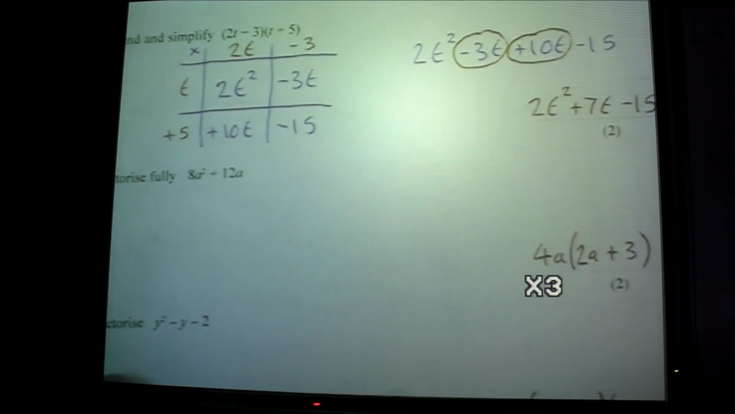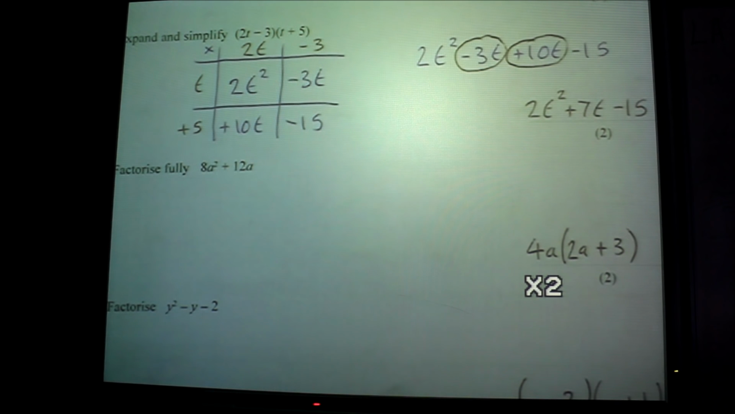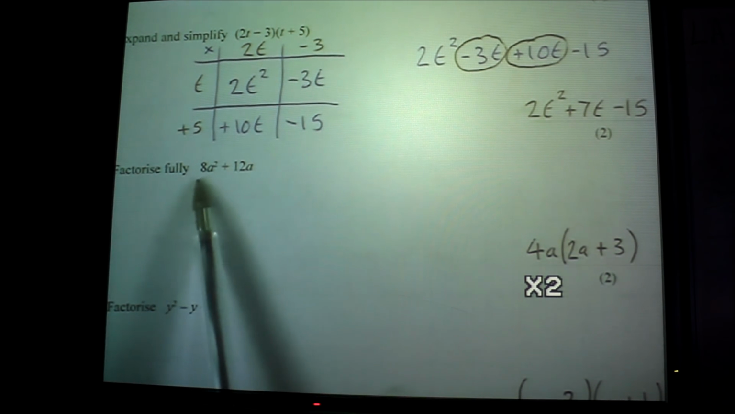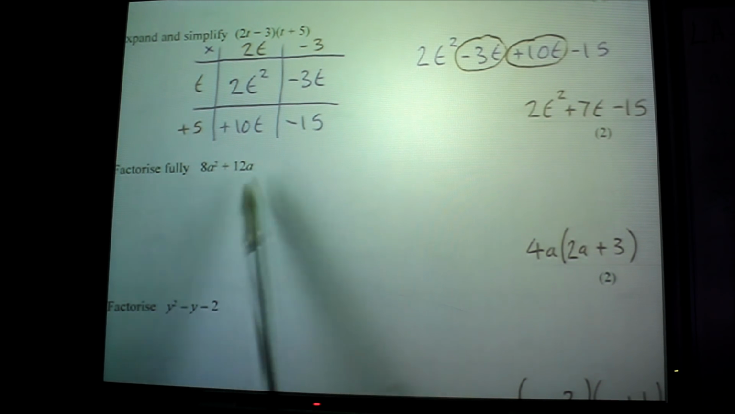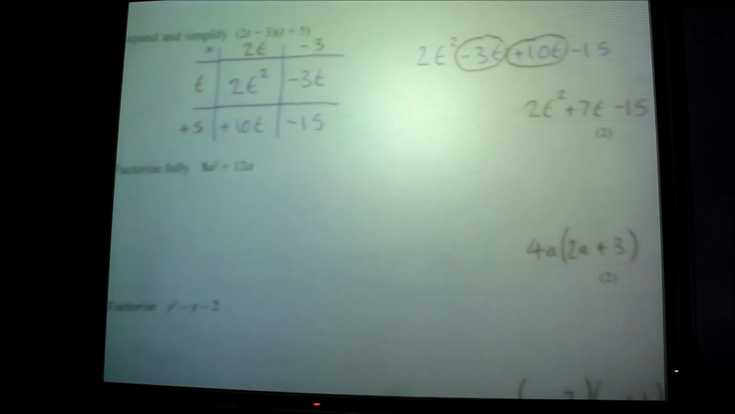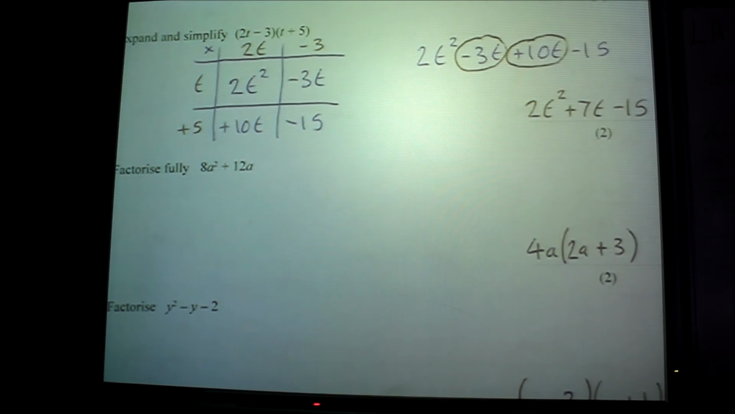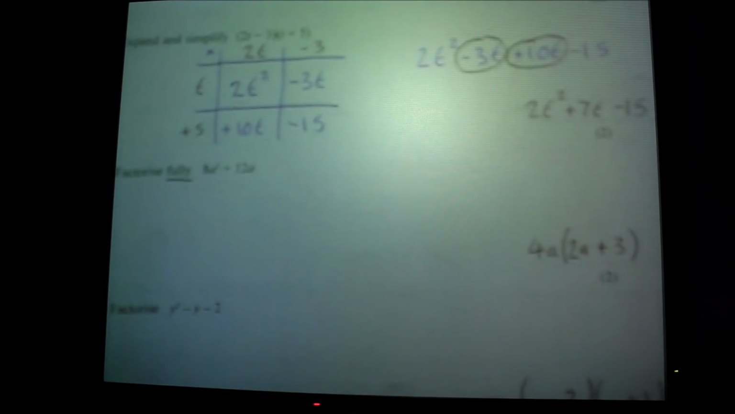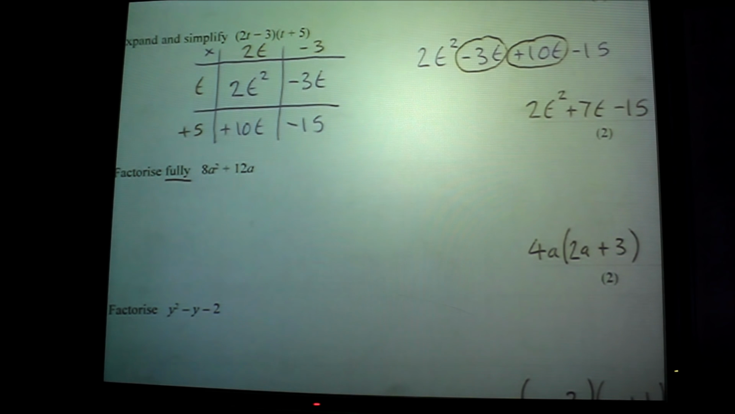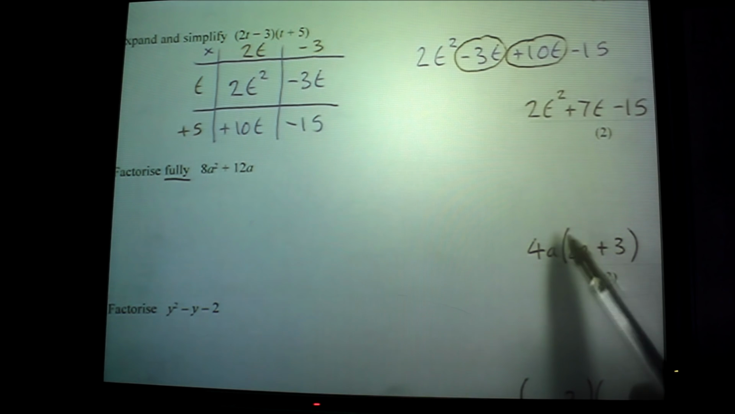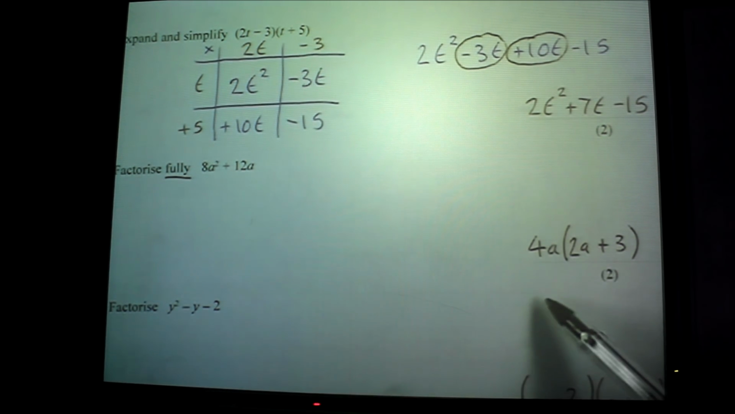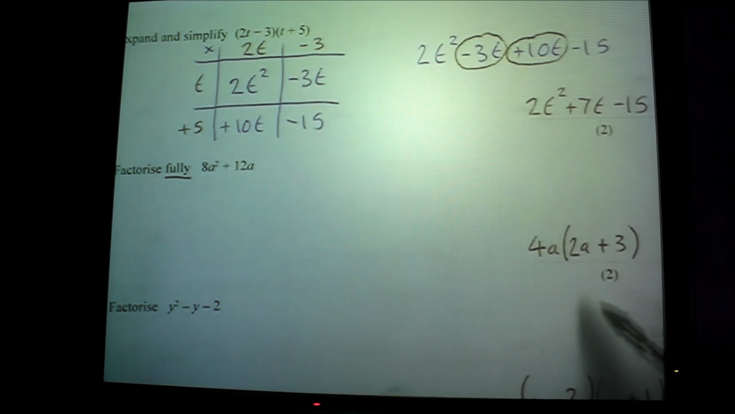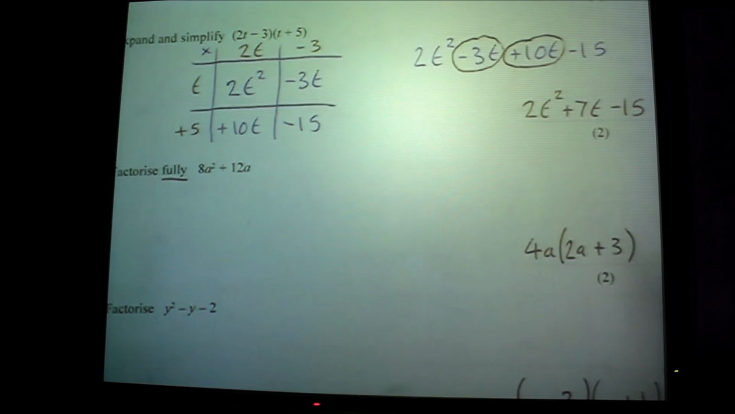D, factorize fully. So factorize means put into brackets. So what you do, what are the common factors of 8 and 12? Well, there's quite a few that go into it, like 2 for example, but you've got to choose your highest one because it says factorize fully. So that would be 4. Are there any letters common? Yes, there's an a common, so 4a goes outside the brackets. So 4a times what gives you 8a squared. Well, 4 2's give you the 8. a times a gives you the a squared. And 4a times 3 gives you the 12a.